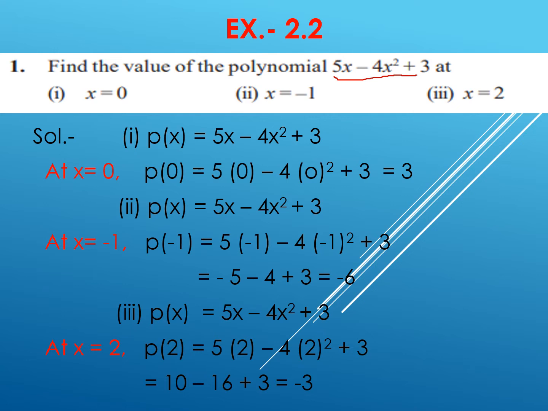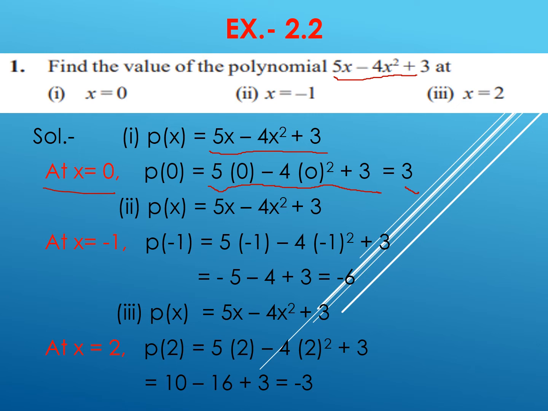Let's take the first part of the question. Polynomial p(x) is equal to 5x minus 4x squared plus 3. We have to find the value of this polynomial at x is equal to 0. So we will put x is equal to 0 in the given polynomial. So we will get p(0) is equal to 5 times 0 minus 4 times 0 squared plus 3. After solving, we get the value of the polynomial as 3. So the value of the given polynomial p(x) at x is equal to 0 is 3.